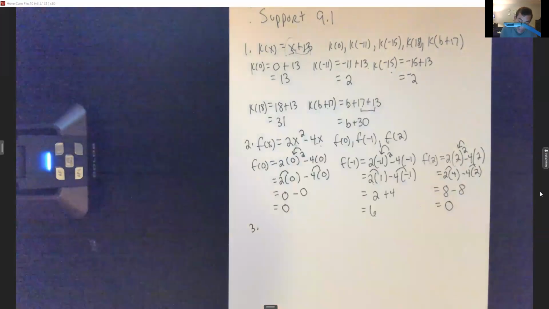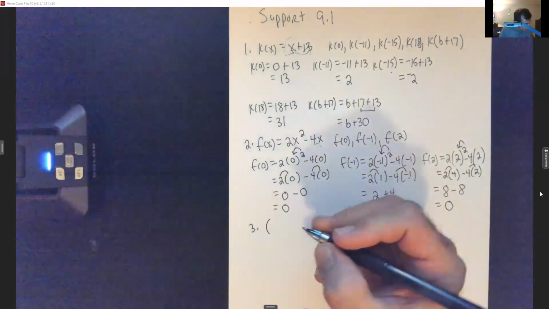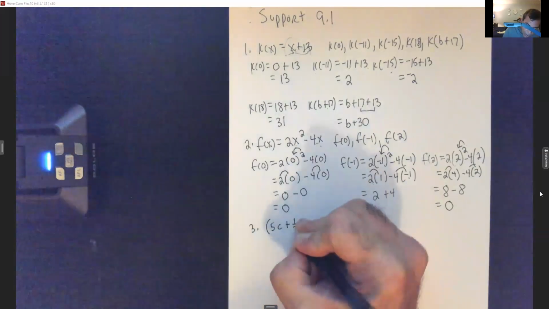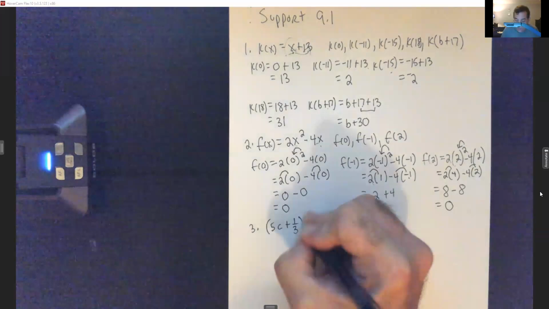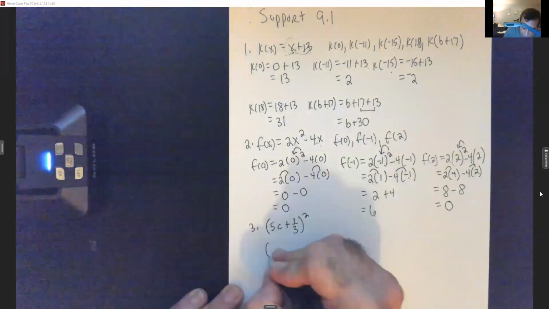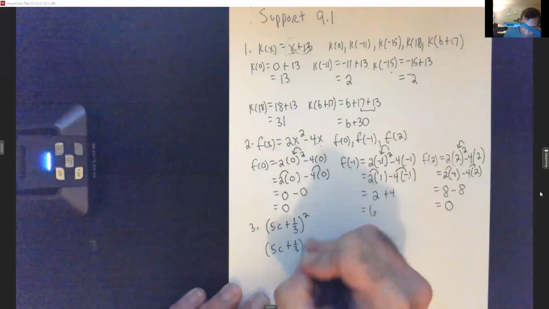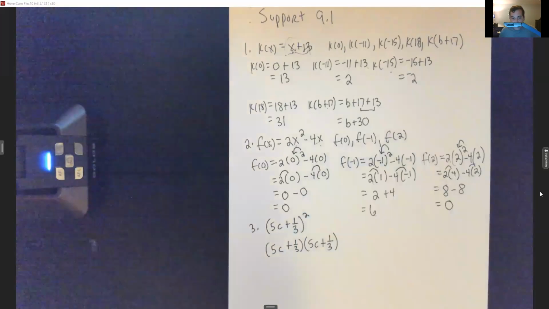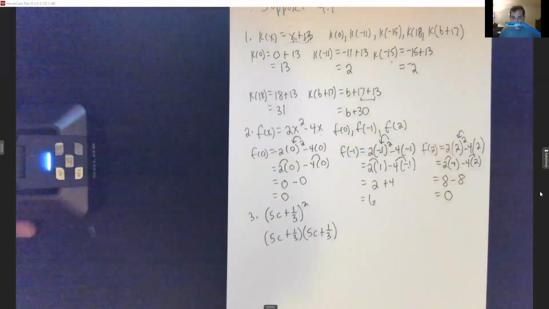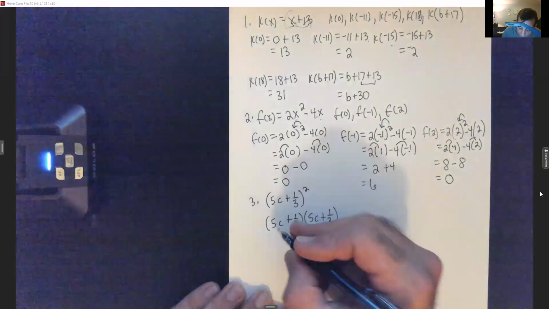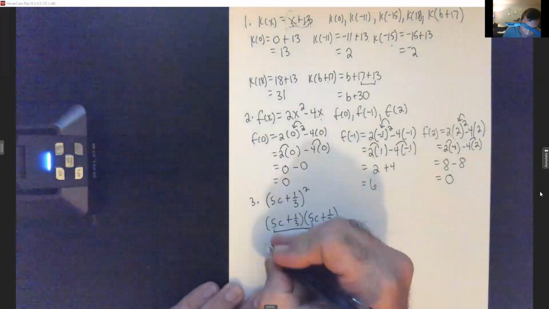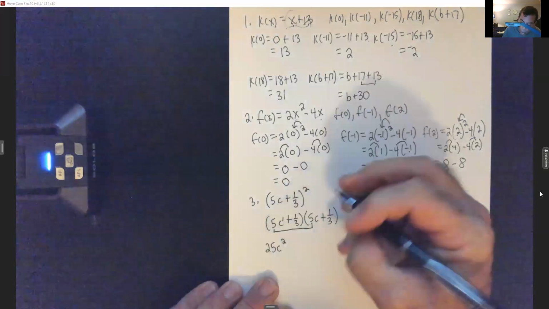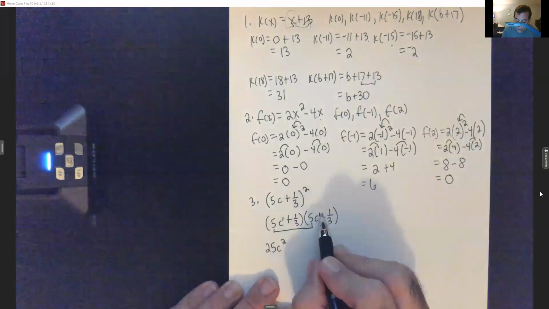All right, 3 wants me to practice a little bit of foiling. So they're giving me (5c + 1/3) squared. So you got to write this twice. (5c + 1/3) times (5c + 1/3). All right, so I'm going to move that down a little bit so I can make sure to get you all this problem. So you're going to FOIL. So 5 times 5c is 25c squared. So both these have exponents of 1, and I just added 1 plus 1 and made that a 2.